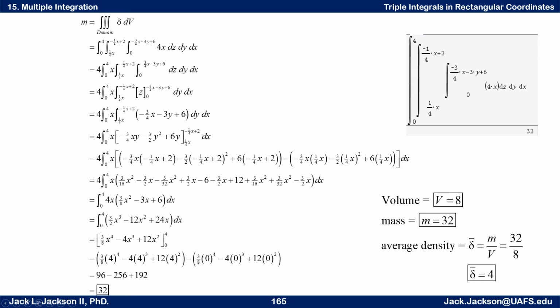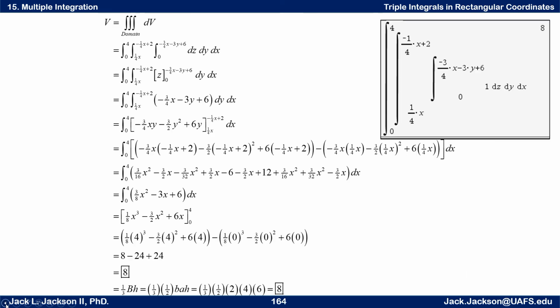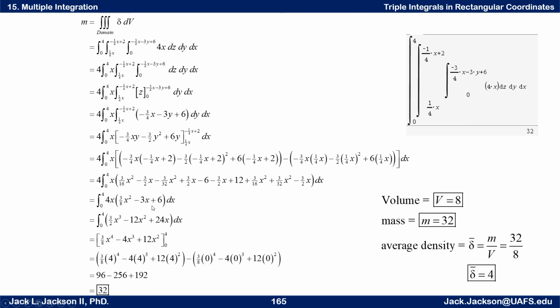So from there all the way down to this point right here, it's exactly copied from the previous screen. So I'm not going to go back over that. Actually, all the way down to here. If you look, 3/8 x squared minus 3x plus 6, that's exactly what we had right there. So all those steps are the same, but now we have to multiply by 4x before we go any further.